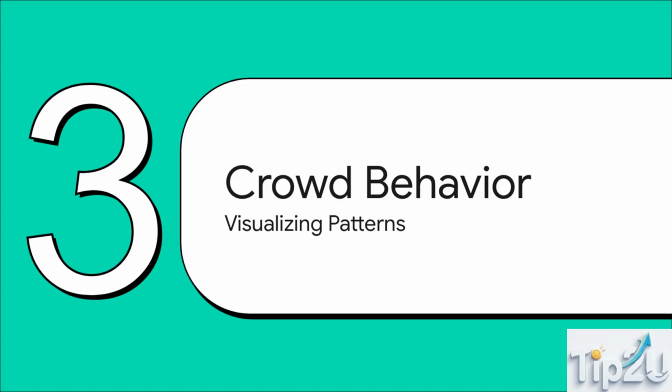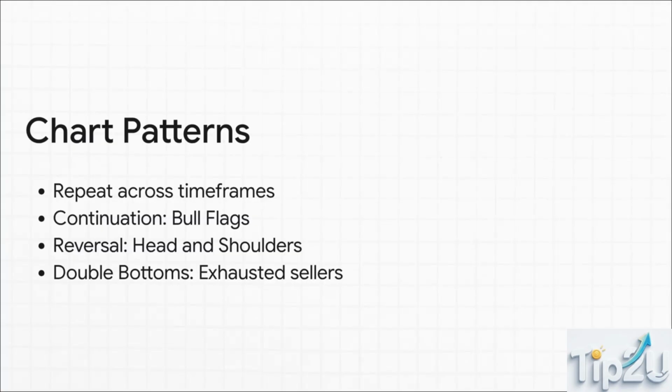Next up, Section 3, Visualizing Crowd Behavior. Because human emotion really hasn't changed much throughout history, specific visual shapes, chart patterns, repeat with incredible reliability across all time frames. You've got continuation patterns, like bull flags, which basically tell you the trend is just taking a breather, pausing to build energy before it takes off again. Then there are reversal patterns. Think of the classic head and shoulders, signaling buyers are losing their momentum and a top is forming.